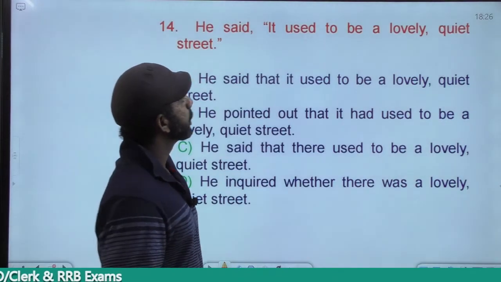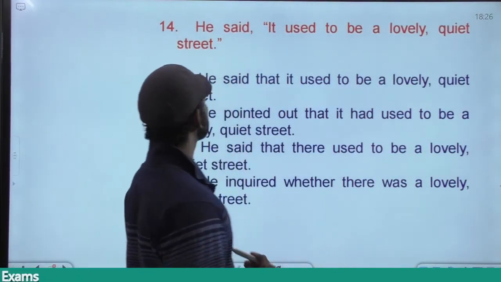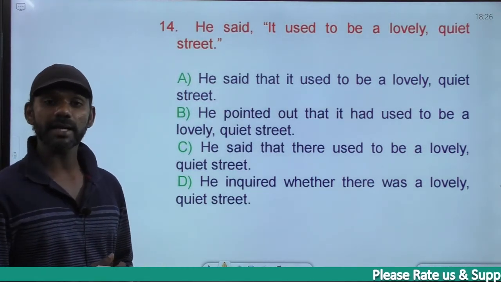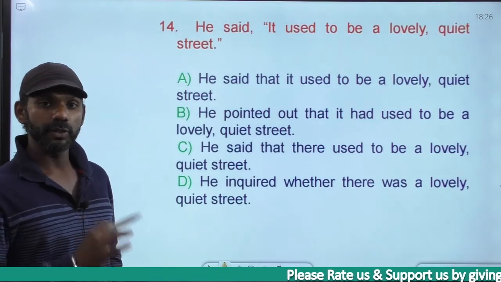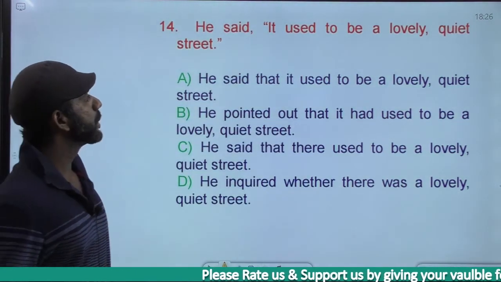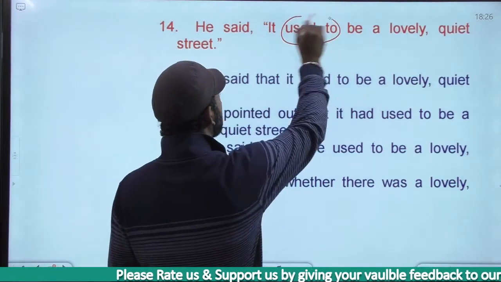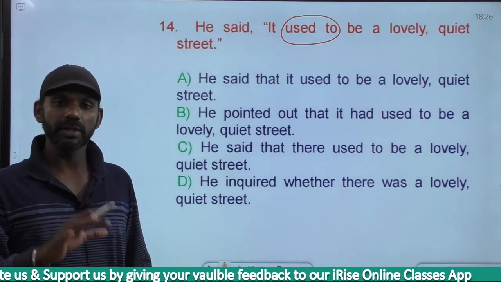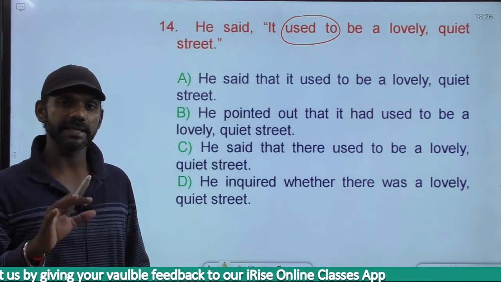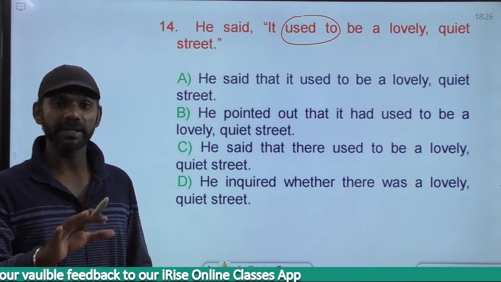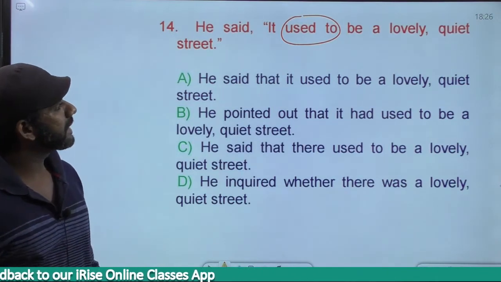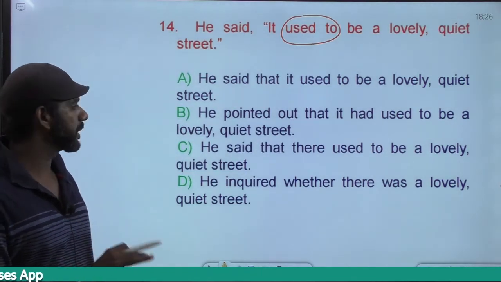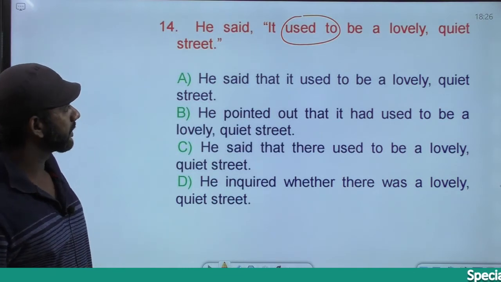He said, "It used to be a lovely quiet street." I say that in this case the rules are not applicable. Why? I told you this in the exceptions on tenses. Used to is for a regularly happening action in the past. If it is a regularly happening action, the rules are not applicable. The tense and the category must remain the same. Undoubtedly, the meaning must be the same. So it used to be a lovely quiet street. It used to be is simple past. It must remain as simple past itself. The tense and the category should remain the same.